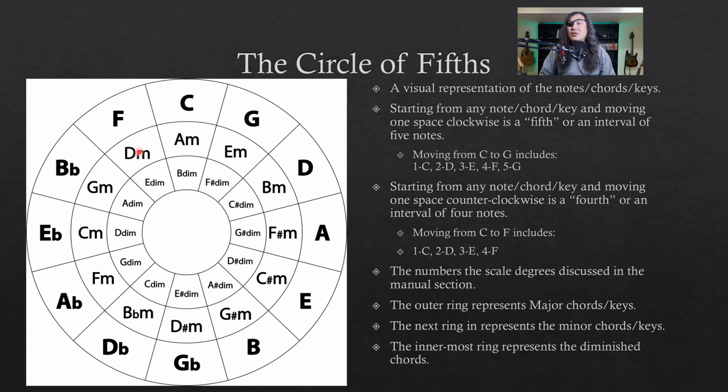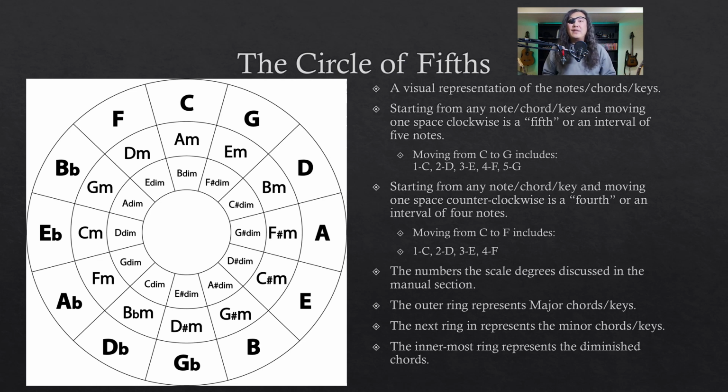And the same thing is true with the minor chords / keys in the middle. A minor to E minor is a fifth. A minor to D minor is a fourth. And same with the diminished. B to F sharp is a fifth. B to E is a fourth. So we're moving in either fifths or fourths: fifths going clockwise, fourths going counterclockwise. All right, so that's how the circle of fifths is organized.